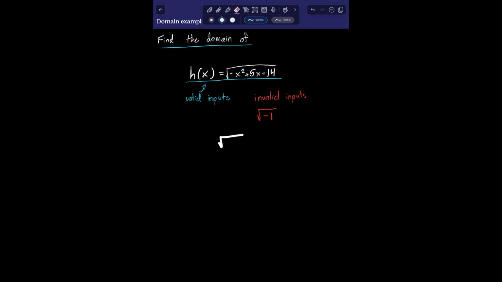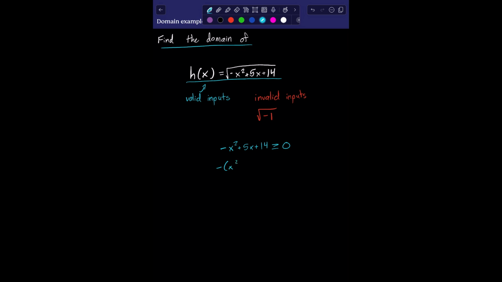To do this, we simply write our argument of the square root, negative x squared plus 5x plus 14, and we want this to be greater than or equal to 0. This is a quadratic inequality. To solve a quadratic inequality, we first want to factor it.